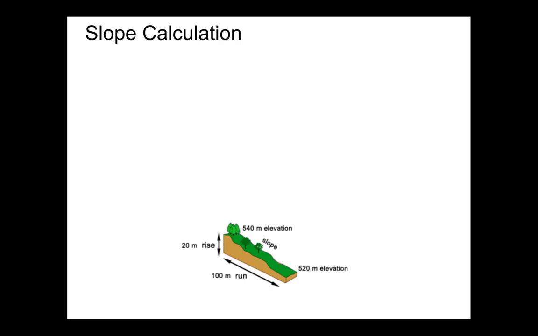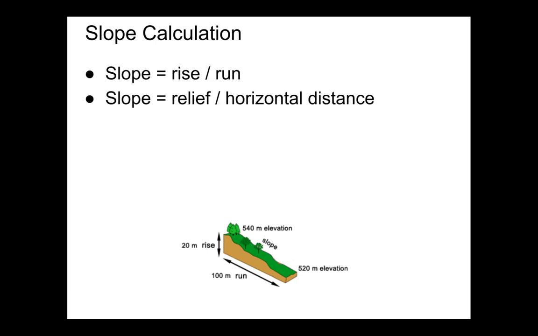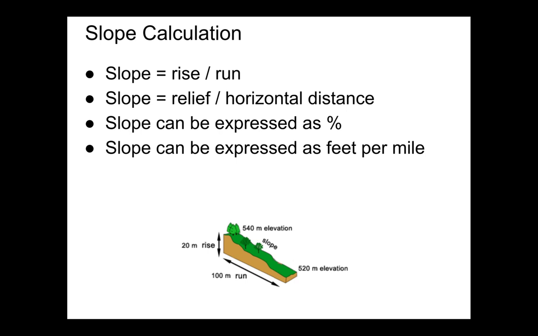So let's take a look. What do we have? We've got a 20-meter rise and a 100-meter run. Slope equals rise over run. Slope equals relief over horizontal distance. Can be expressed as a percent and as feet per mile.